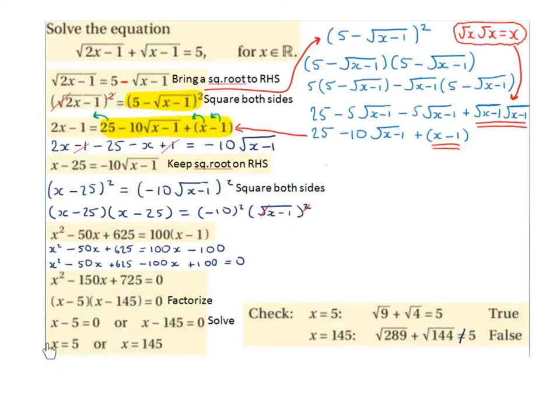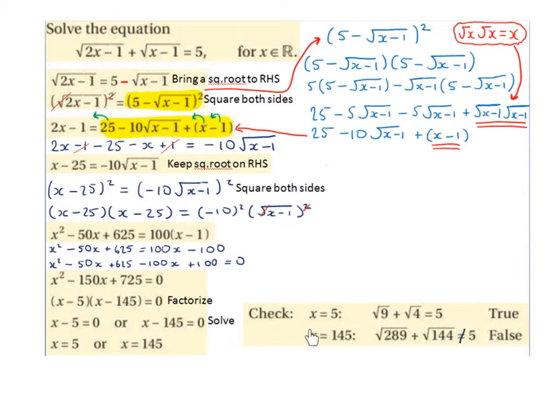Then we're going to check our answer. So we got x is equal to 5 and x is equal to 145. So if we go back to our original equation, and if we swap the x underneath both roots for 5, we get 2 multiplied by 5, which is 10, and 10 minus 1 is 9. So we get the square root of 9, plus 5 minus 1, which is 4, so we get the square root of 4. And the square root of 9 is 3, the square root of 4 is 2, and 3 plus 2 is 5. So that's true. So x is equal to 5.